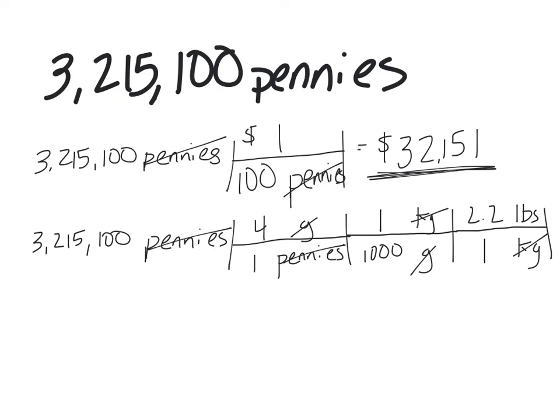So I analyze the units. Notice all the units have canceled. The pennies canceled, the grams canceled, the kilograms canceled. I'm left with pounds. That is what I want. That's what the question is asking. So I'm going to put my equals sign and go ahead and solve.